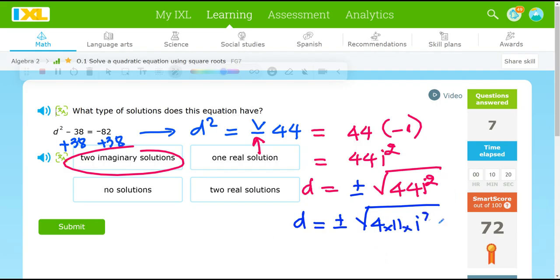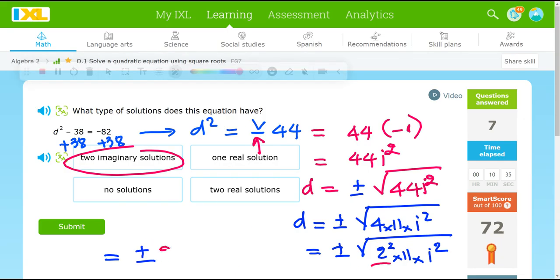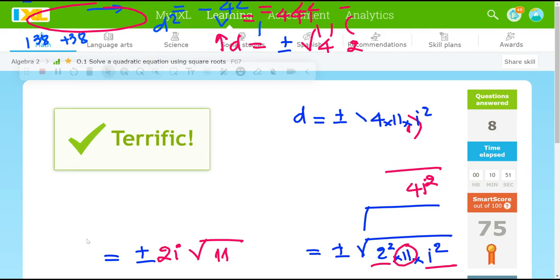So here we go. I come out with plus minus 4, which is 2 squared, 11, which you cannot simplify further, and this is i squared. So the answer should be plus minus 2, going to the front, you simplify it to become 2, i squared becomes i, and outside is the square root. The only thing that cannot be simplified is the number 11, so that should be the square root of 11. So now submit 2 imaginary solutions, submit, and then you're done.